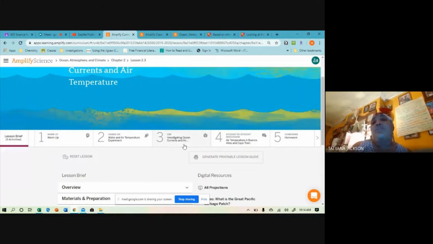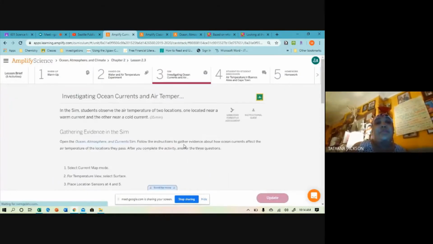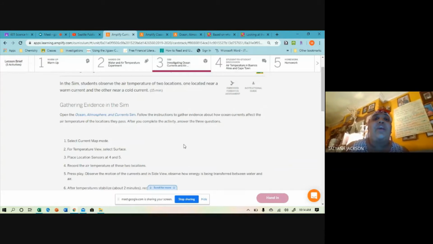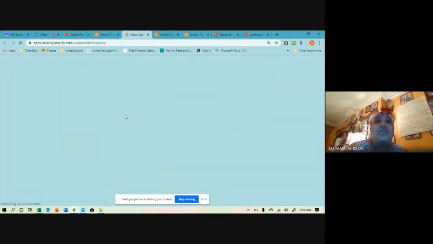We're going to go straight to the simulation today, right? And so Ms. Jackson's going to do the simulation with you. We're going to be looking at the current map mode to see what's happening with these two locations, one located near a warm current and the other located near a cold current, right? So we want to see how these currents are affecting our temperatures, okay? So we're going to go to the sim.